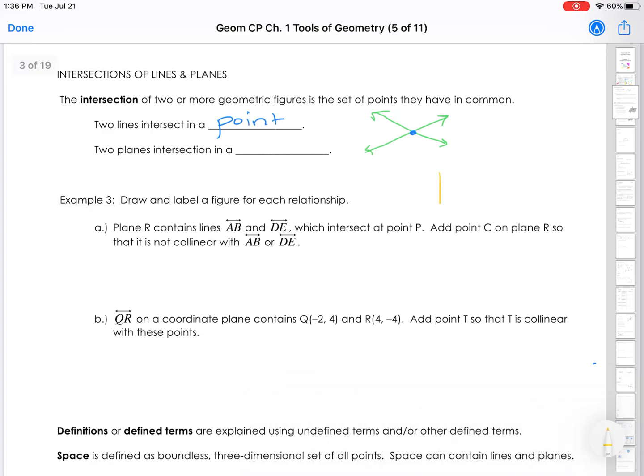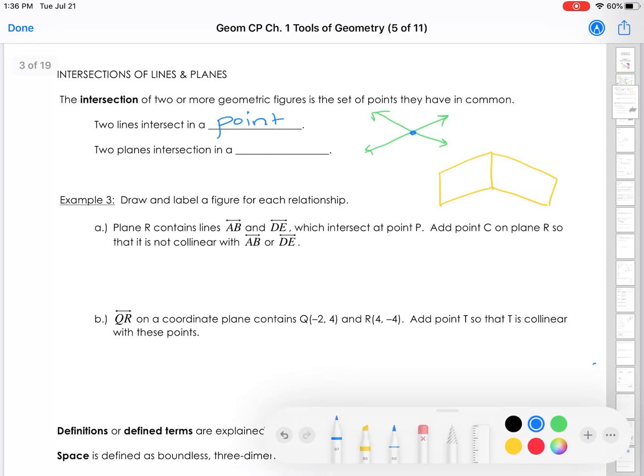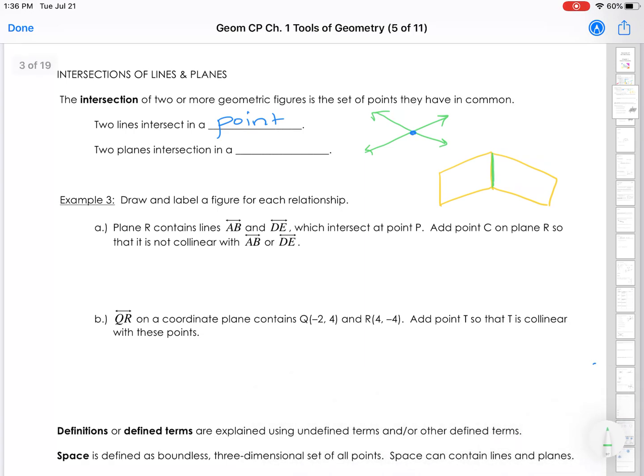On the other hand, if two planes intersect, you can almost think of this as like two walls, right? If two planes intersect, their intersection is no longer a point, it's a line.